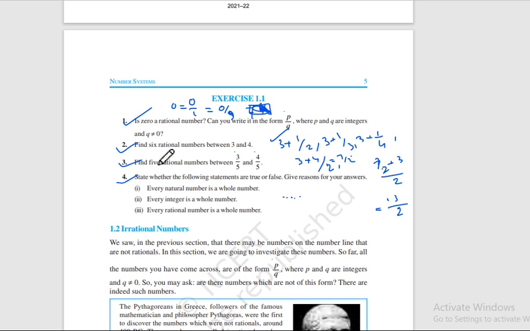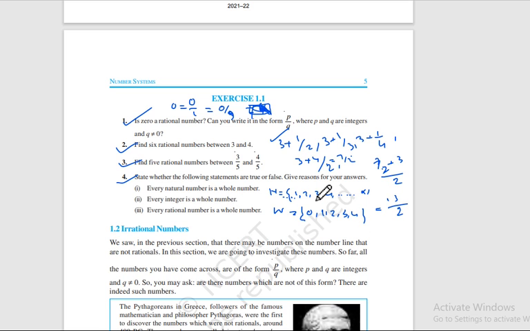Then question number 4, state whether the following statements are true or false. Give reason for your answer. Every natural number is a whole number. Natural numbers mean 1, 2, 3, 4, 5 dot dot dot up to infinity. And whole numbers include all these numbers and 0 also.